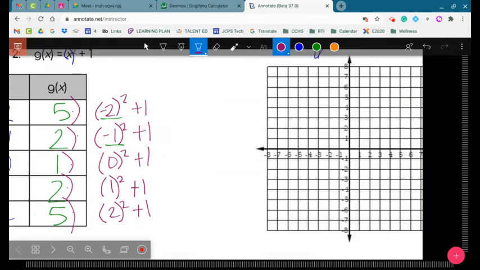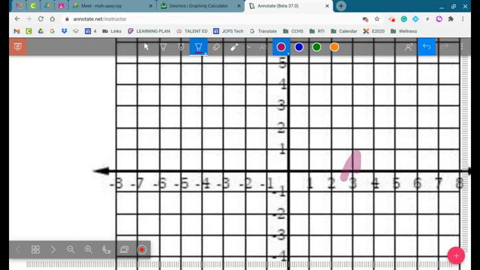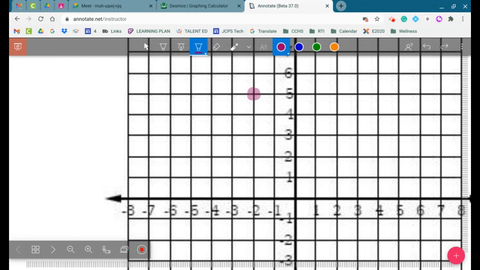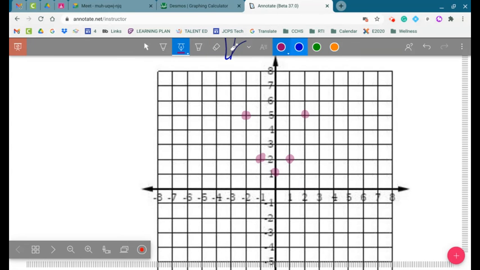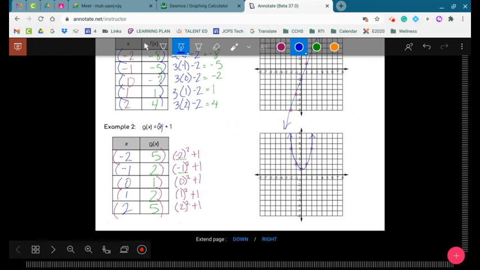So we have negative 2, 5. Negative 1, 2. 0, 1. 1, 2. And 2, 5. She's like, Mrs. Gilbert, this isn't a straight line. No, it is not. That's because we have an exponent of 2. So this is what we call a quadratic function. So a quadratic function is going to have a U shape. We're going to be talking about 3 different types of functions: linear, quadratic, and exponential. Okay, let's go on to the next problem.